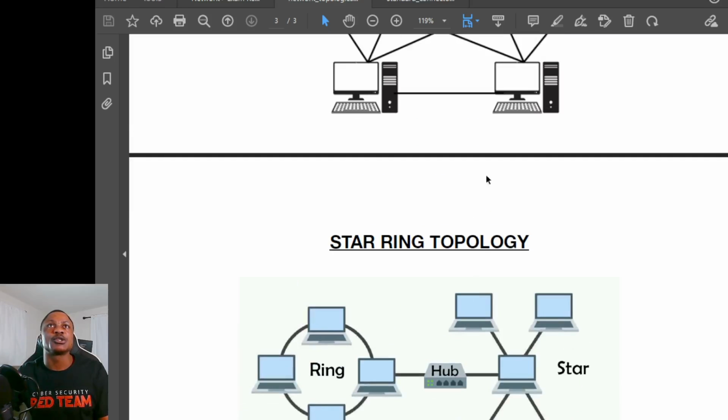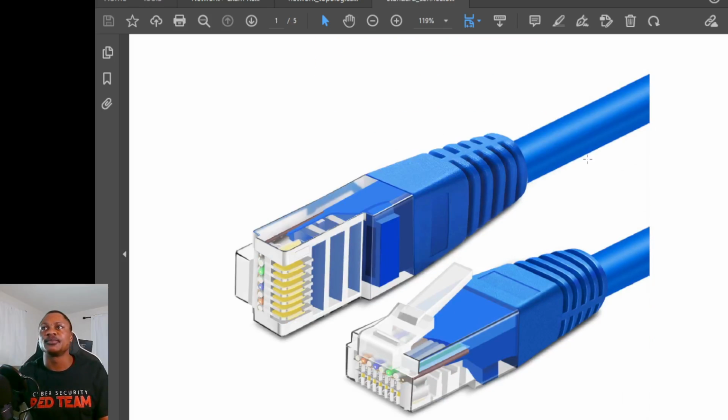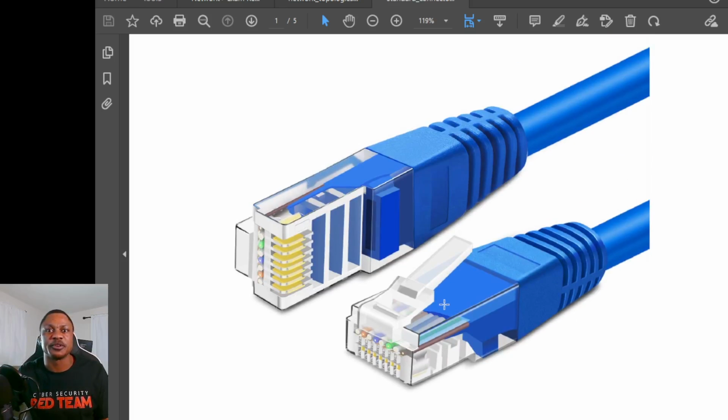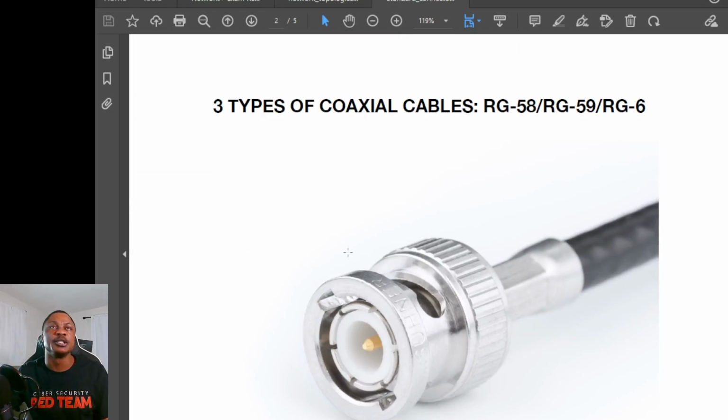Now, I also have a few standard connectors here that I would like to show you guys. This is definitely well known by everyone. It's widely used, and it's called the RJ45 connector. The standard RJ45 is used with unshielded and shielded twisted pairs. It's an 8-wire pair. 8-wire pairs use this standard connector called the RJ45. And next we have 3 types of coaxial cables, and they use different connectors.